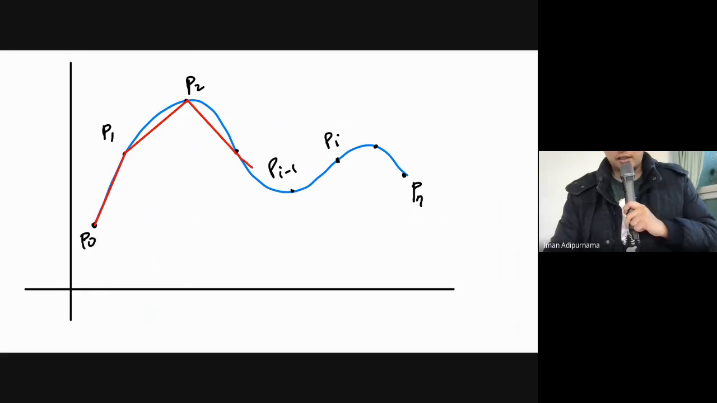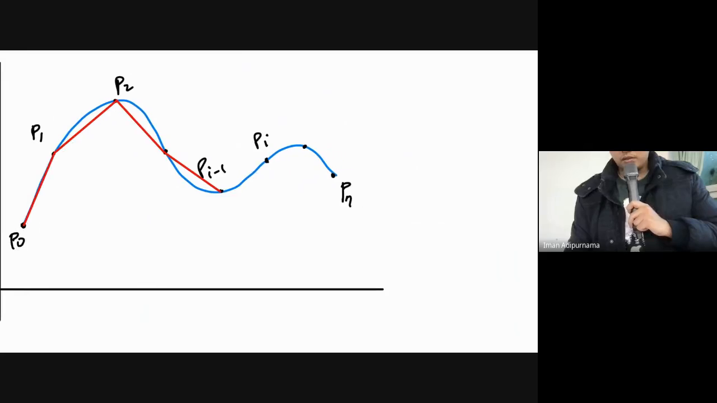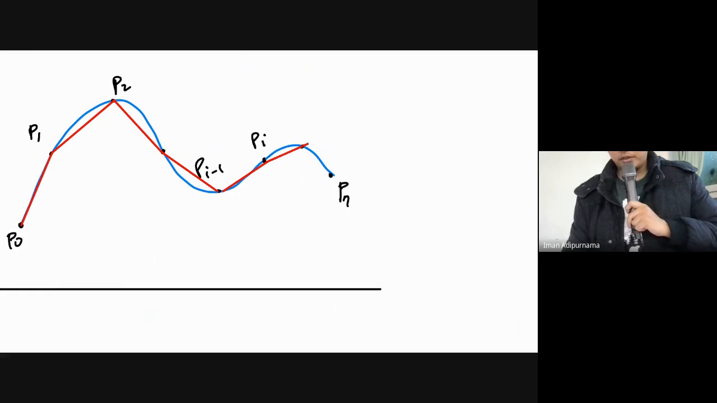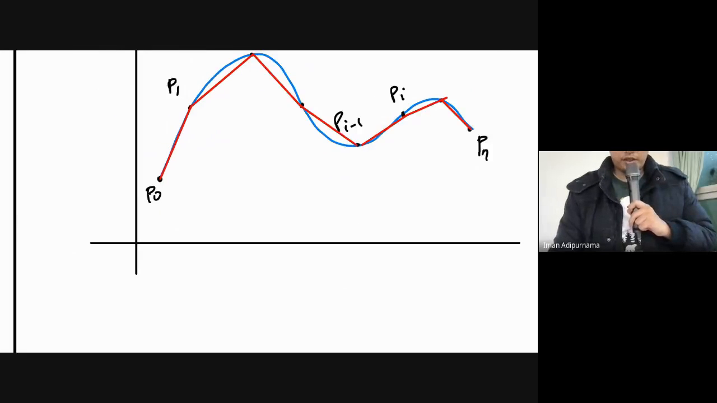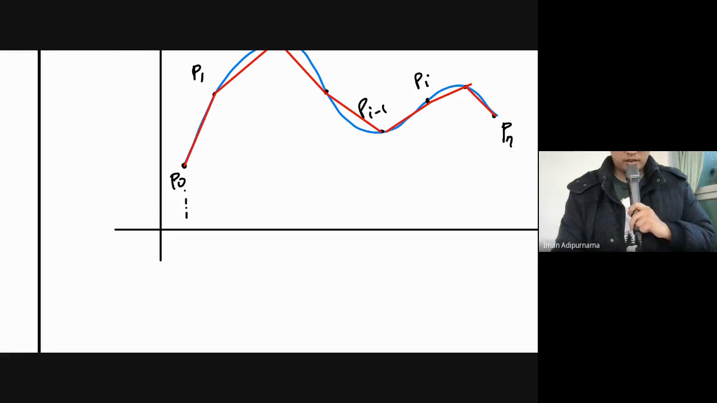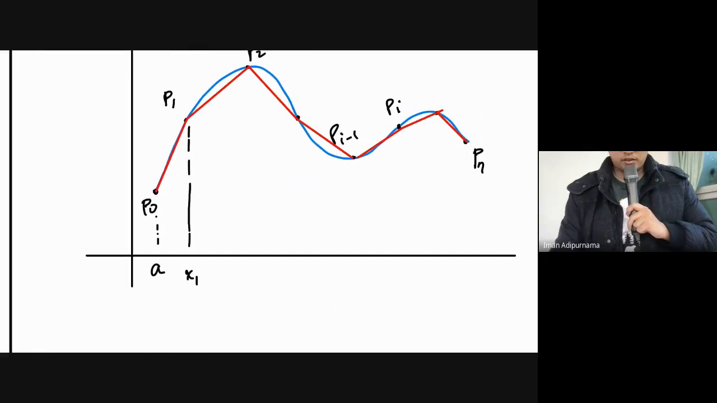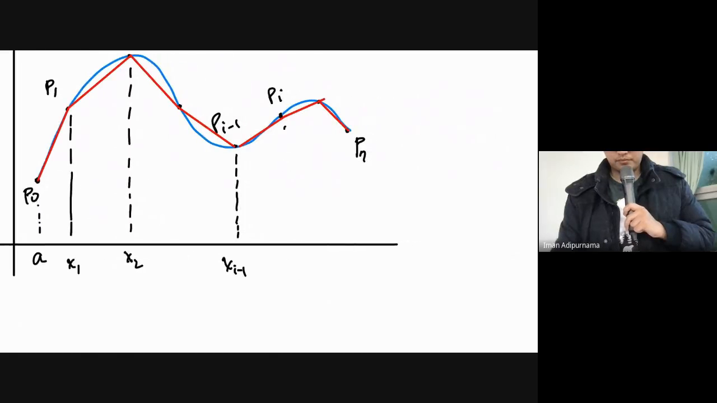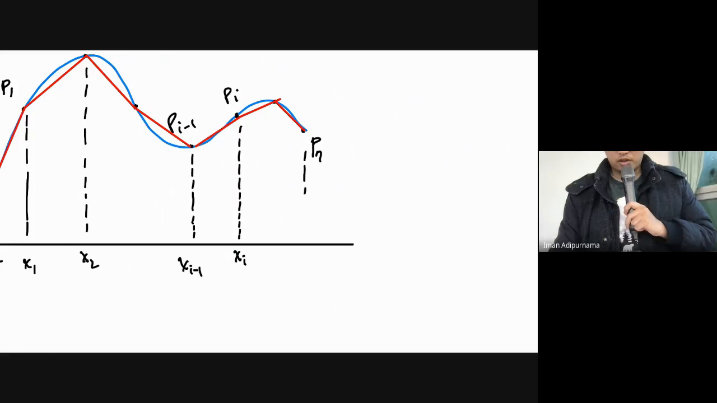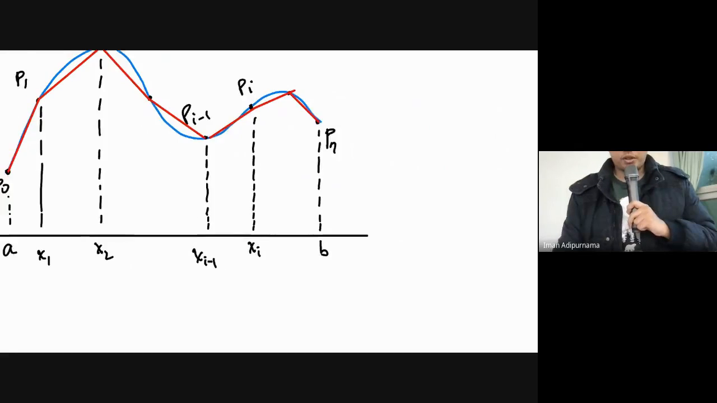So imagine this is the tangent at a certain point, and then the other. Let me define the interval from A, and then this is x1, this is x2. I will just note the important notations. And then the last one is B. So from A to B.